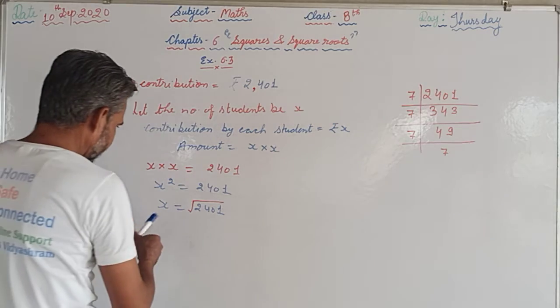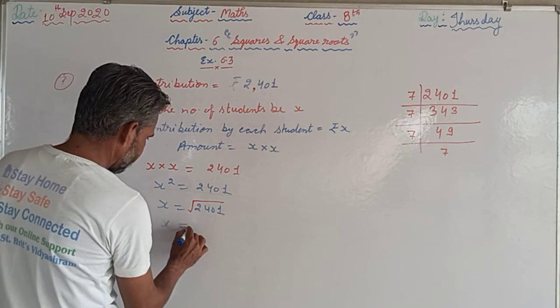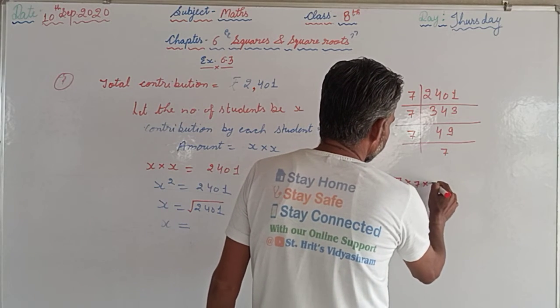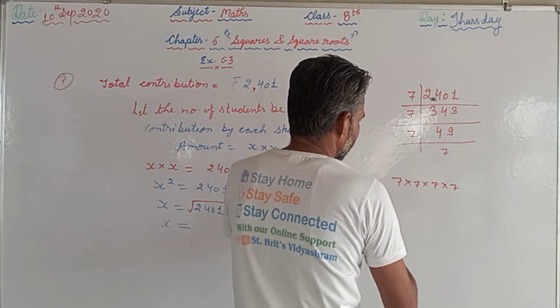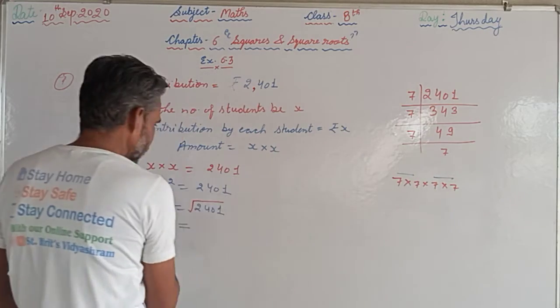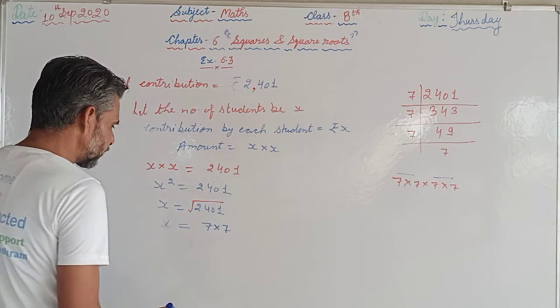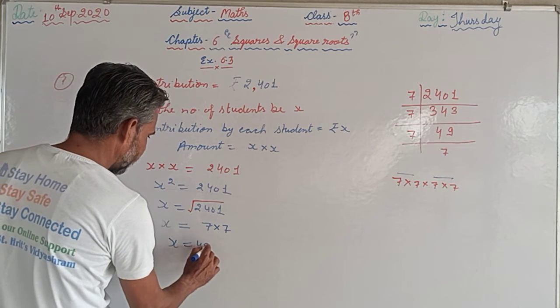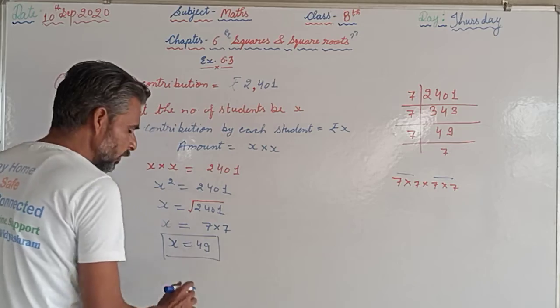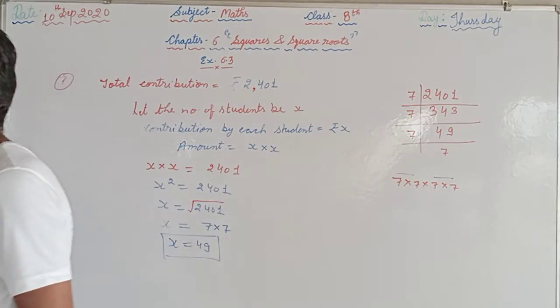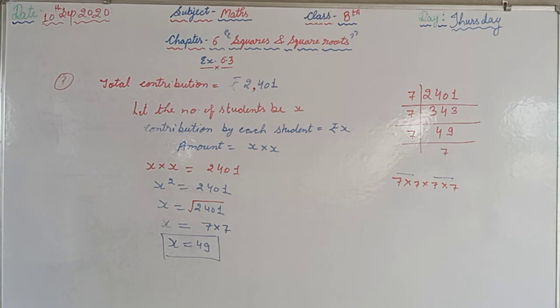So we can write X equals 7 into 7 into 7 into 7, and the pairing is complete. Under the root, we take one number from each pair, and X will be 49. There are 49 students and each student has contributed 49 rupees in the PM's relief fund. So like this we are supposed to proceed with the questions.